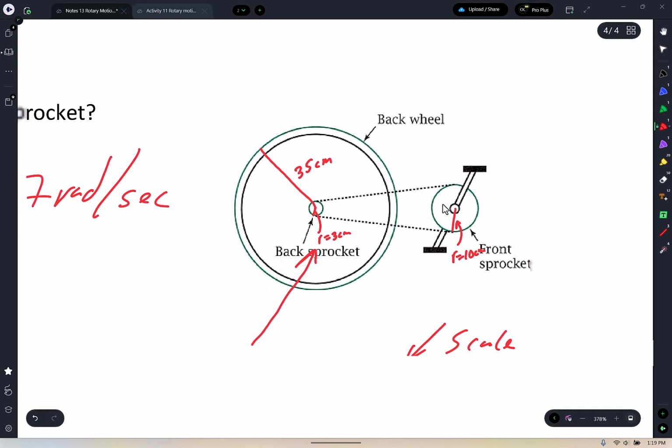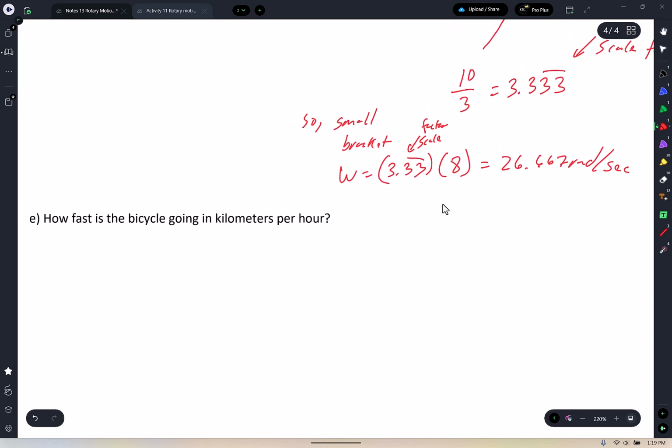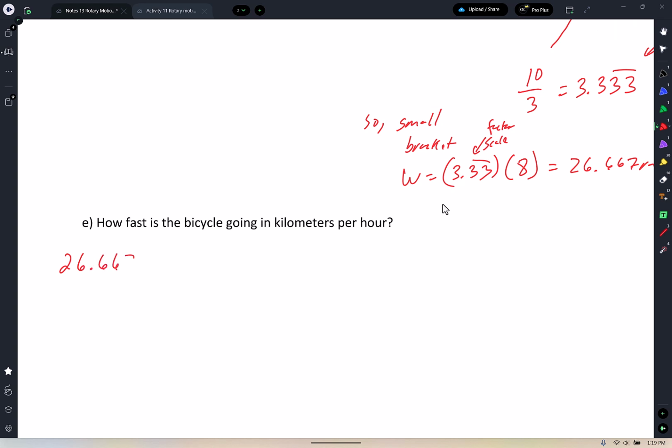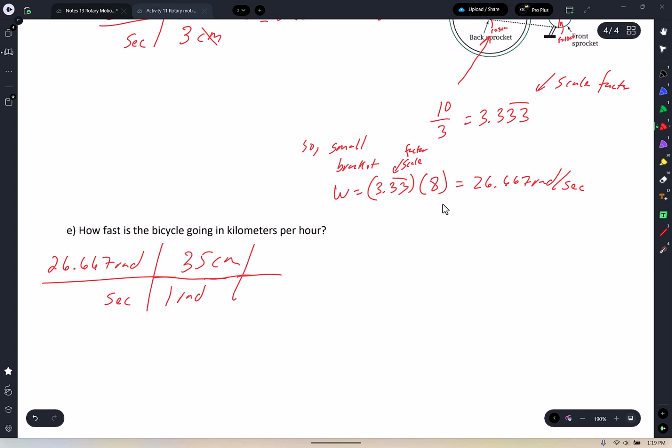So here we go. We're going to come back and start with the radians: 26.667 radians per second. And in 1 radian, there is 35 centimeters. Are we still okay, guys? Okay, so right now I have centimeters per second. That's not what I want. I want kilometers per hour.